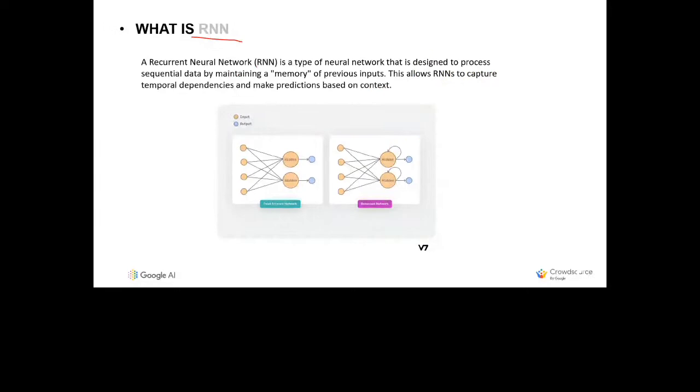All right. So a recurrent neural network is a type of neural network that is designed to process sequential data by maintaining a memory of previous inputs. This allows RNNs to capture temporal dependencies and make predictions based on the context.